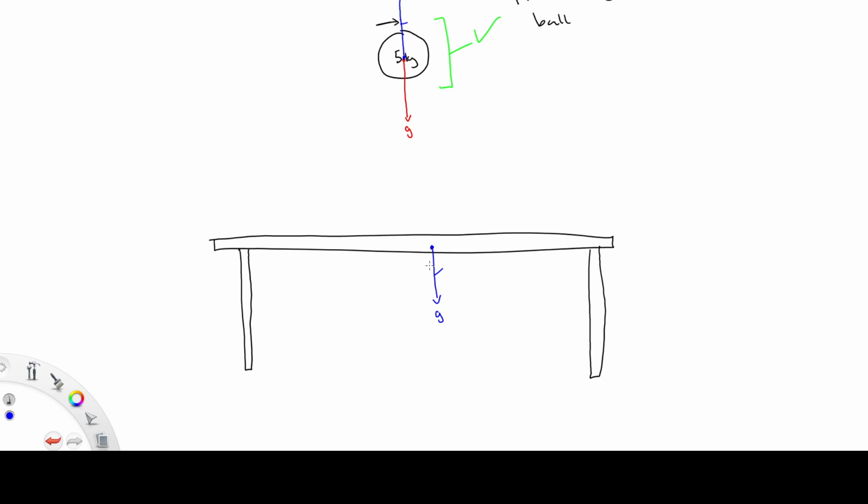As the table gains momentum per second, that momentum is being transferred from the ball. So the ball is losing momentum, right? If going downwards is gaining momentum, then going upwards is losing momentum. So the blue force on the ball is saying that the ball is losing momentum per second, and the blue force on the table is saying that the table is gaining momentum per second.